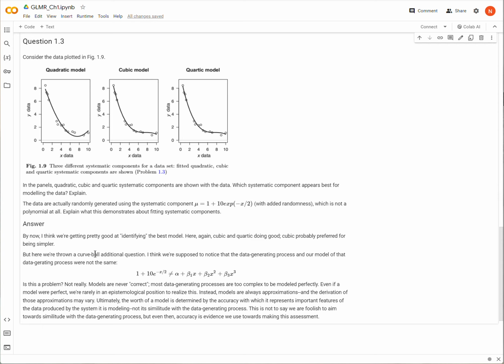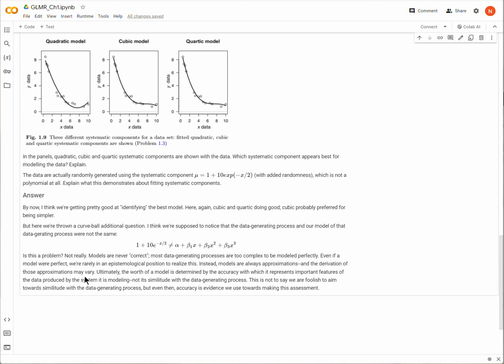So what we're meant to notice here is that the data generating process, this right here, is not equal to the model that we're using to model that data. Okay, and so what are we to make of that? And so maybe the first question is, okay, well, is this a problem? And the answer is, well, no, not really. And the reason is because models are never correct, okay?